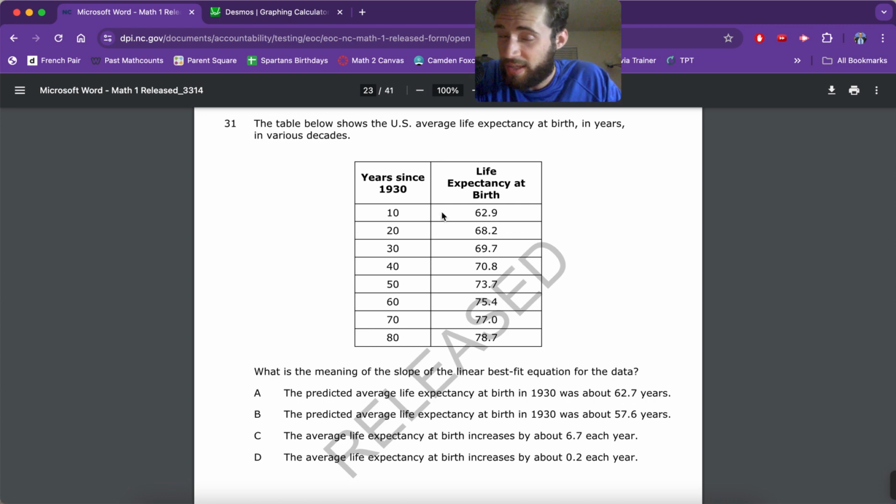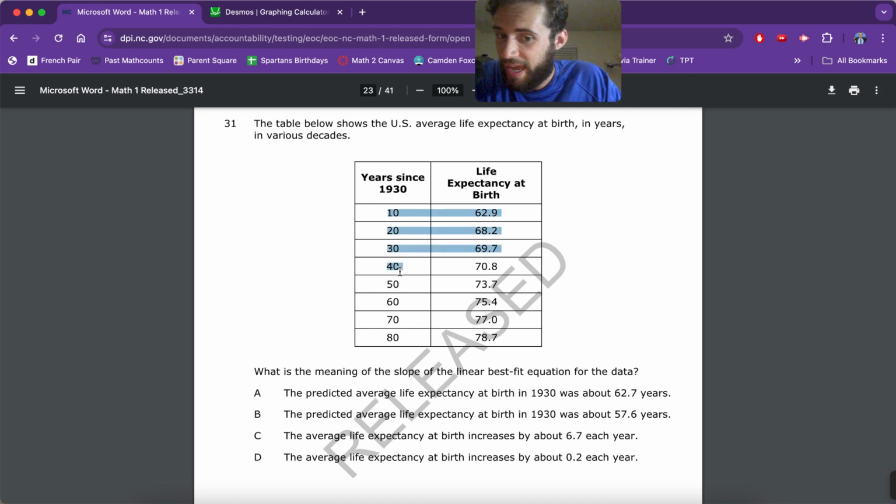Now, I think I see what the trick is going to be here already. If you try to do it without the calculator, you might be like, oh, it goes up about 6 each time, right? Or, no, it doesn't even go up 6 each time. It looks like more like 2 each time. Okay, so it goes up about 2 each time. So you might be like, oh, neither of these options is good.